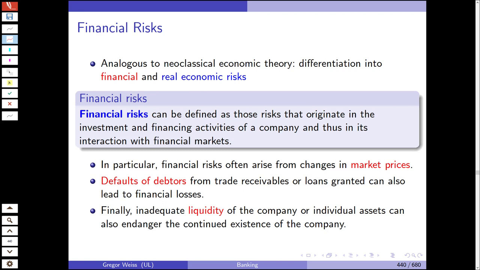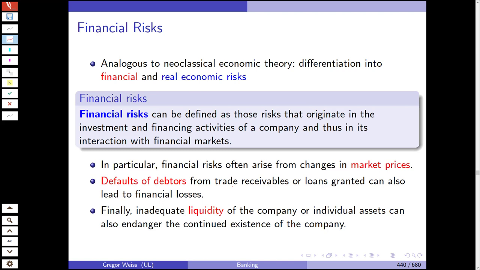Financial risks can be defined as those risks that originate in the investment and financing activities of a company, and thus in its interaction with financial markets. It's not surprising that with financial institutions, this is basically the only type of risk we are really concerned about, because all our positions, all our business is in finance. It's in the interactions with financial markets, in financial contracts.